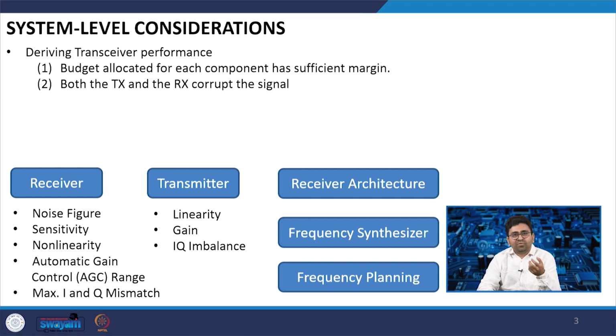While designing, we should also consider that both the transmitter and receiver are going to corrupt the signal. By accounting for that and keeping sufficient margin, if we design the transceiver, then it will work. So while designing the receiver, what are the parameters that we want? We already have discussed noise figure, sensitivity, how much non-linearity, automatic gain control range, maximum IQ mismatch, and image rejection. All of that will be encountered in the non-linearity. And when we are designing the transmitter, the important parameters are linearity, gain, IQ imbalance, and there is a possibility that efficiency also needs to be considered.